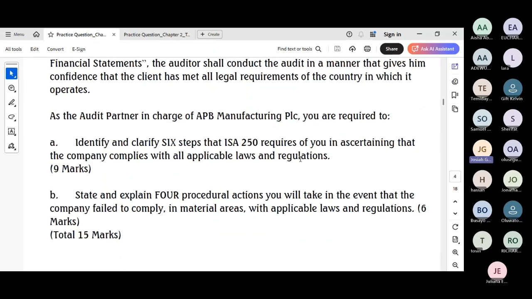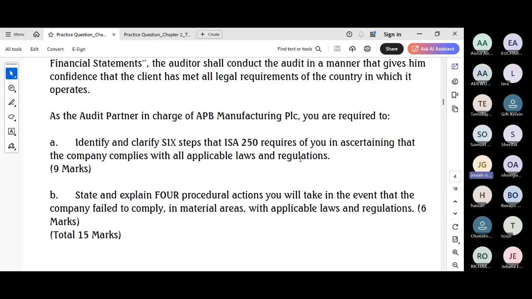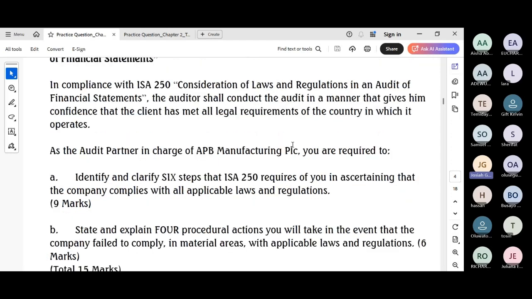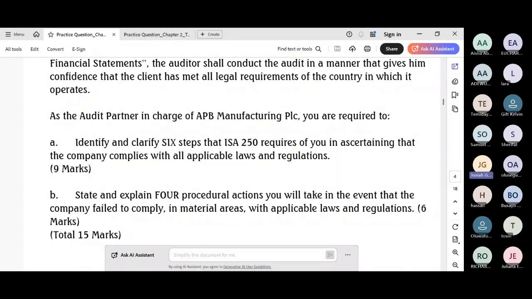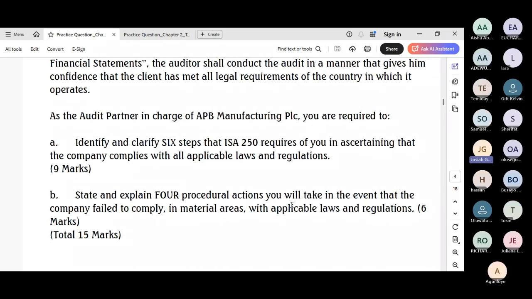B. State and explain 4 procedural actions you would take in the event that the company failed to comply in material aspects or material areas with applicable laws and regulations. 6 marks. All right, so we have a 15-mark question. So it's a question that provides general statements. It's a general statement, actually, not a scenario, emphasizing auditors' responsibility regarding compliance with laws and regulations.